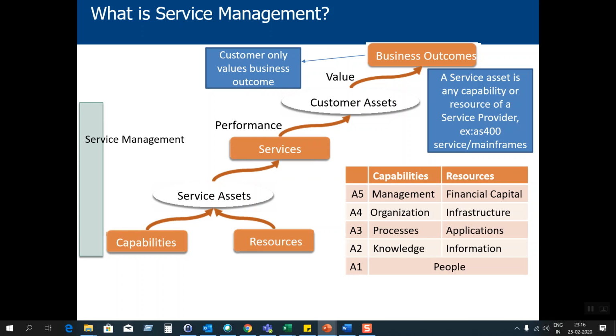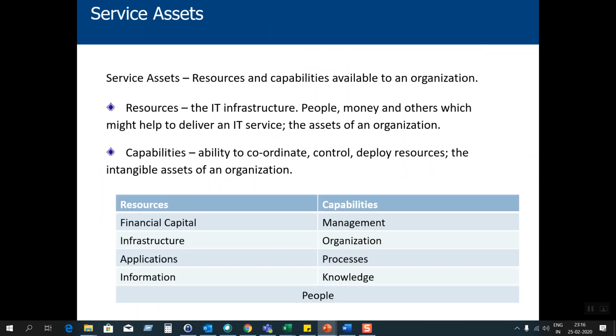And what does the service asset do? When I work on a mainframe application using my knowledge, I'm providing service to the customer. That's it: the service asset is converted into service. And what does the service mean to the customer? It's an asset for them. When they take the service from us, it provides a business outcome for them, and that is the value. This is how service management is pictured in this slide. I hope I made sense to you. Let's move on to the next slide.